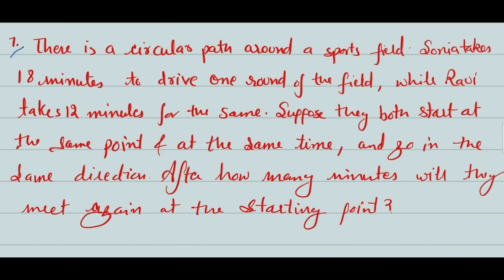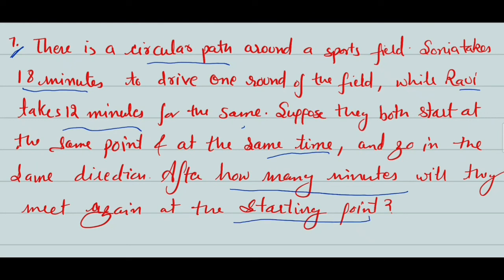The last question of this exercise is: there is a circular path around a sports field. Sonia takes 18 minutes to drive one round of the field, while Ravi takes 12 minutes for the same. Suppose they both start at the same point and at the same time and go in the same direction. After how many minutes will they meet again at the starting point? Now we have to find out after how many minutes they will meet again at the starting point.